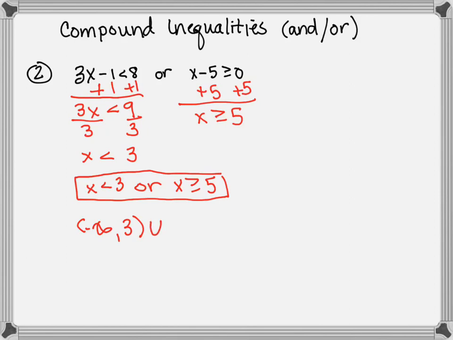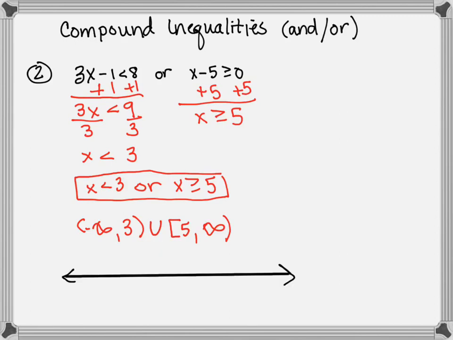And then for x is greater than or equal to 5, the smallest number that x can be is 5, and we are including the 5, so we have a squared off bracket. And then all the numbers greater than or equal to 5, so the largest number would be, or representation would be, infinity. And because infinity is not an actual number, we have the curved parenthesis. So this is our interval notation form of the solution.